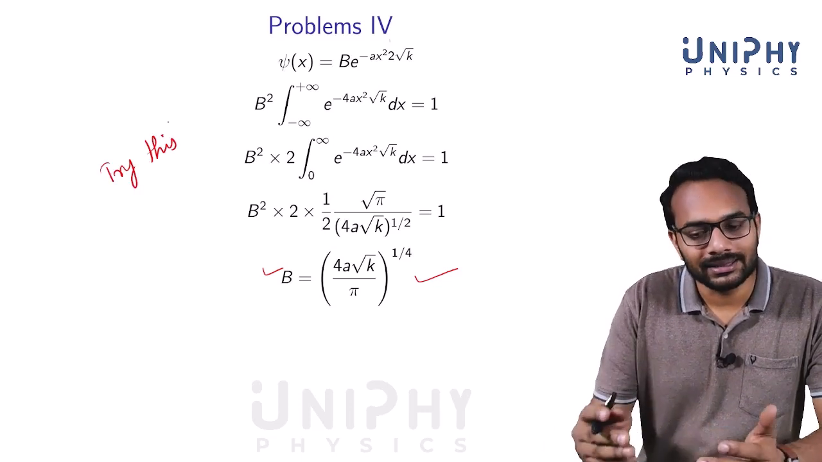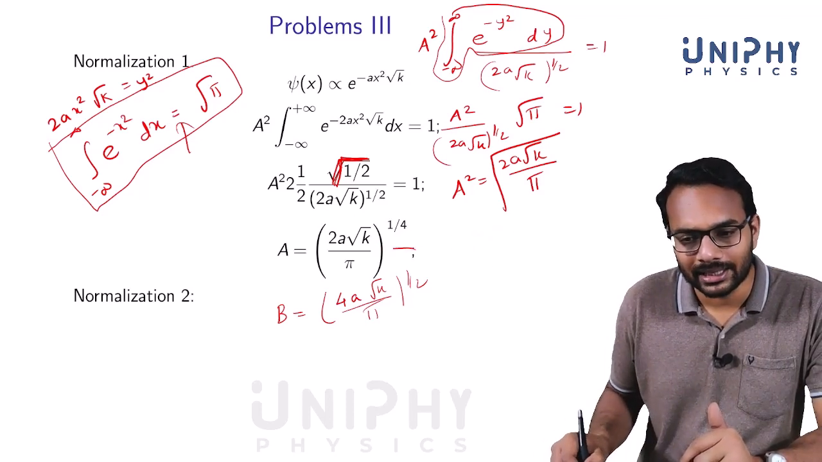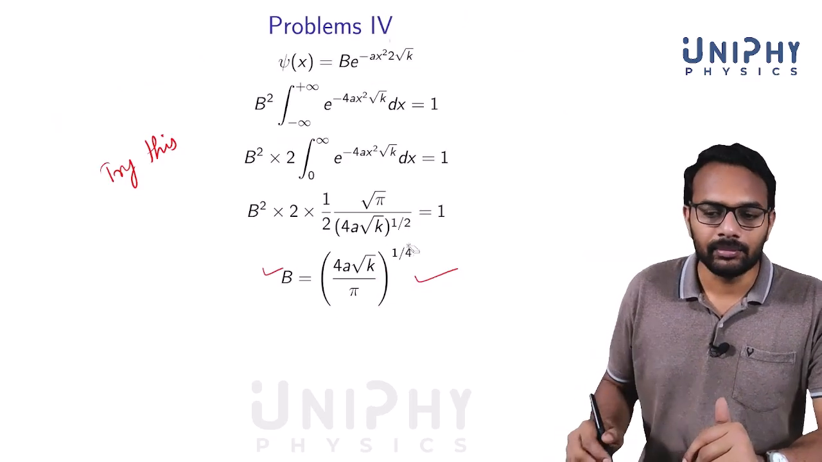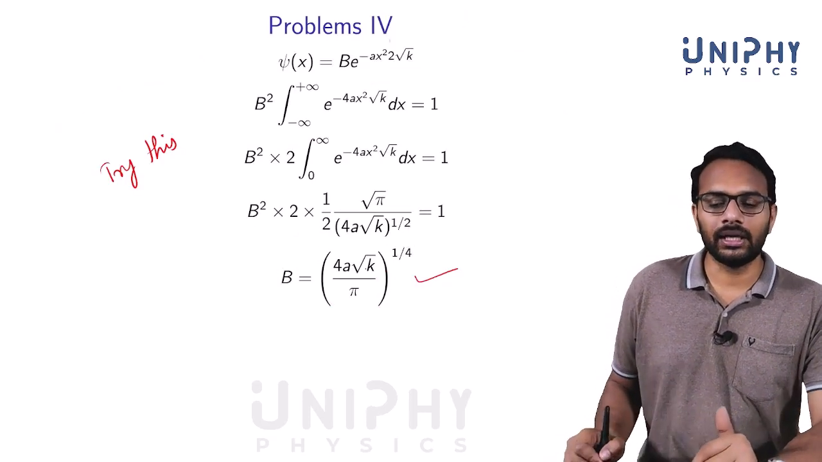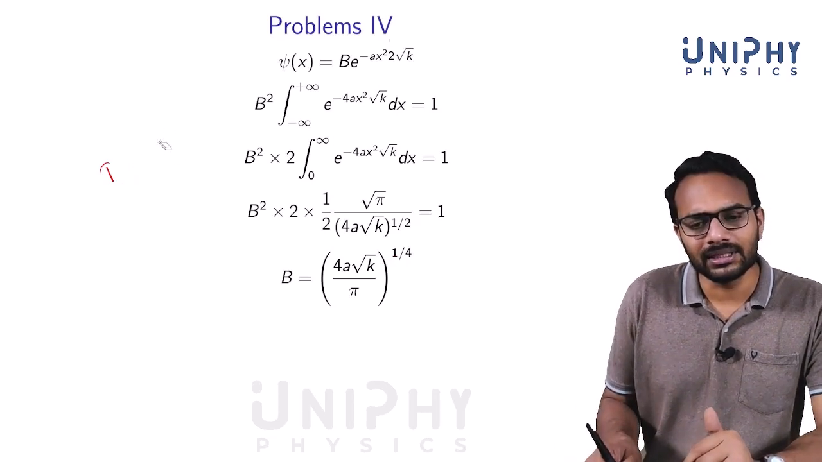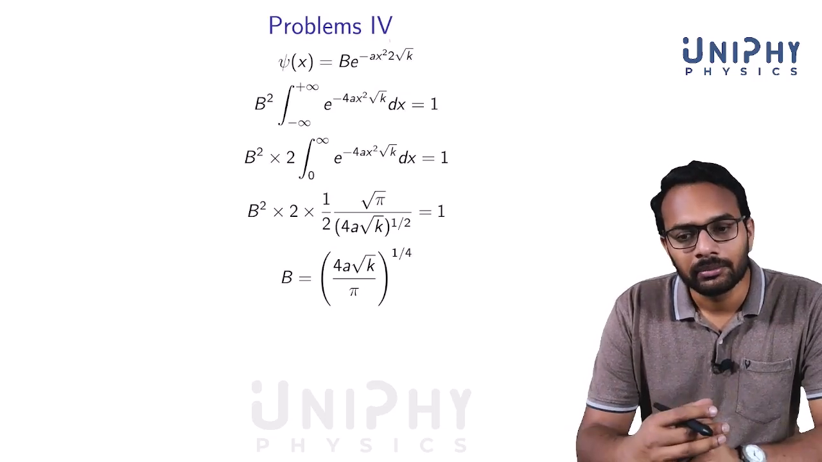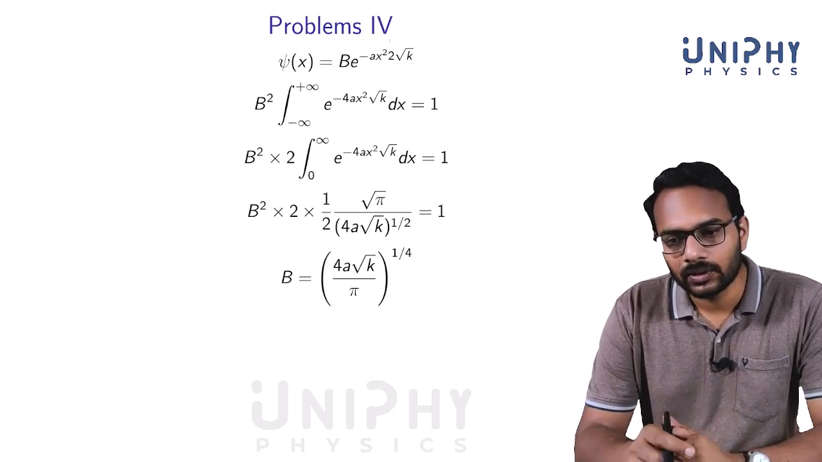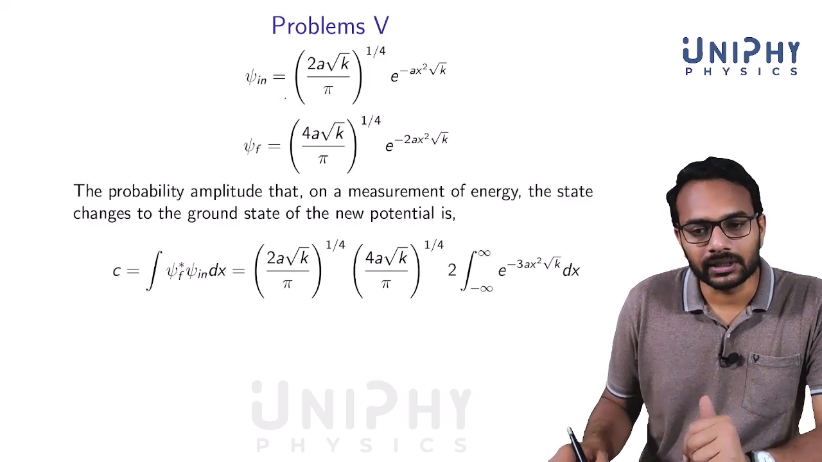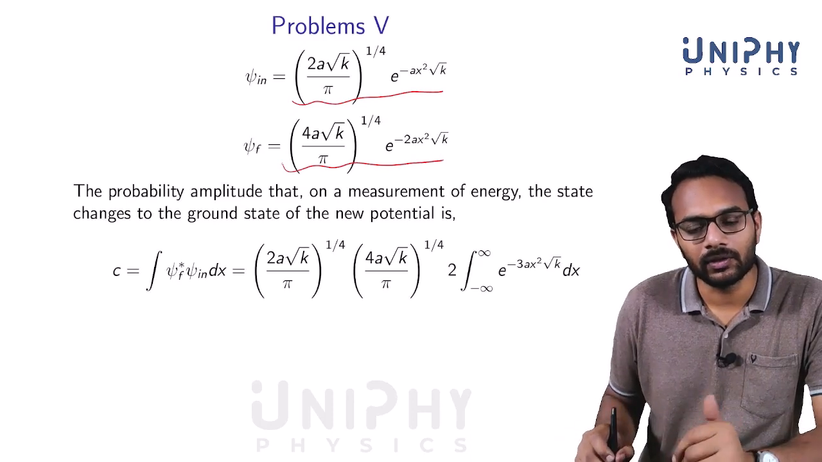In an examination, if such a problem is asked, this is the easiest way to do. You can directly substitute k going to 4k in this thing, and we get the same result. b is equal to 4a root k by pi whole raised to 1 by 4. So these are just some things that you have to get some practice with, so that you can solve problems in examinations. So we have got two wave functions now, the initial wave function and the final wave function.